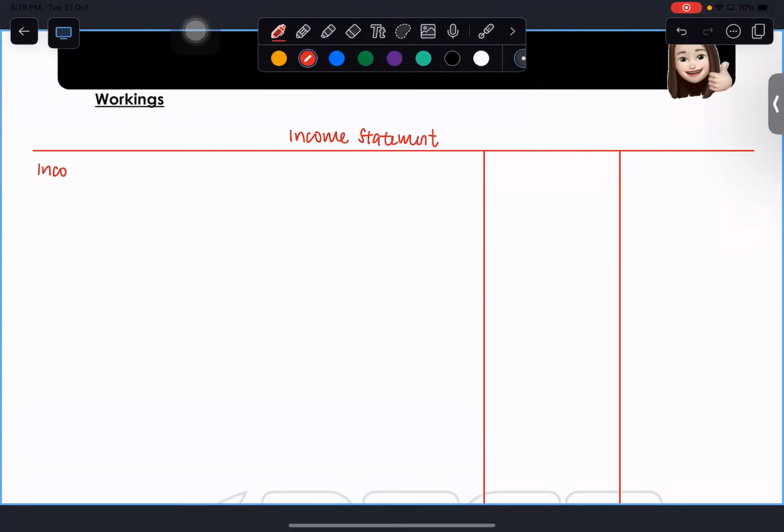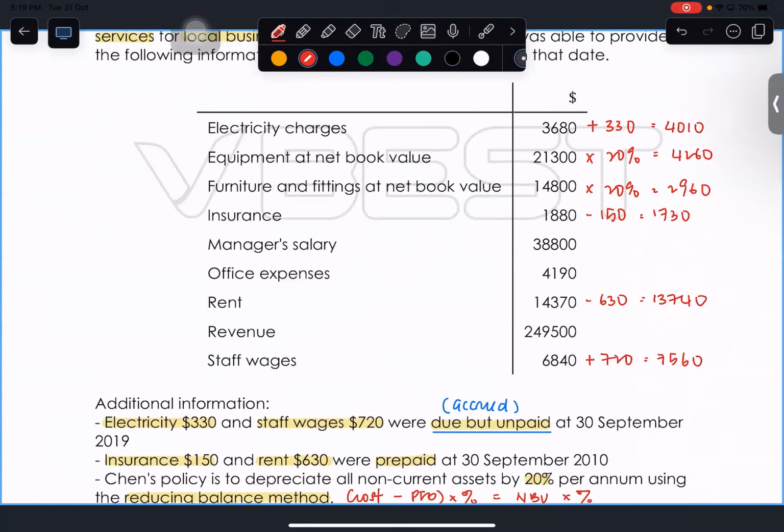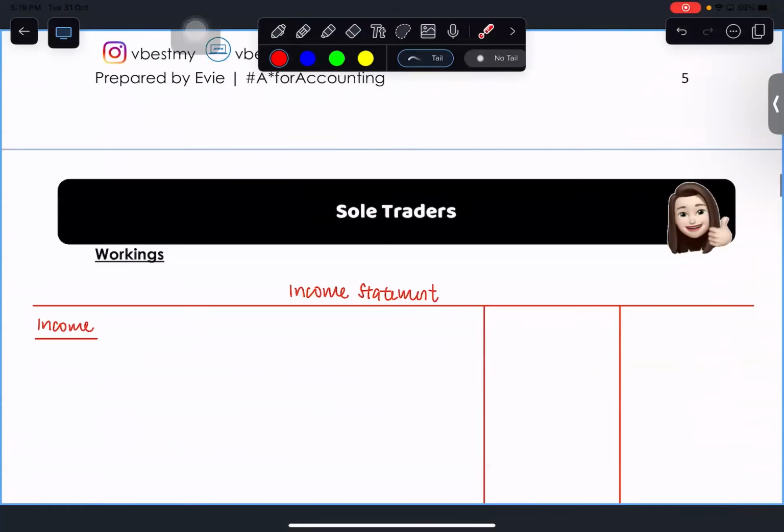Then we start from income. Every time we start from the thing that we earn. What is the income that we have? We scroll back up and see. I have all the list here. The only income that we have is just revenue, because the other things are what I'm spending. Those will be my expenses already. So this is the things that we need. My only revenue is 249,500.